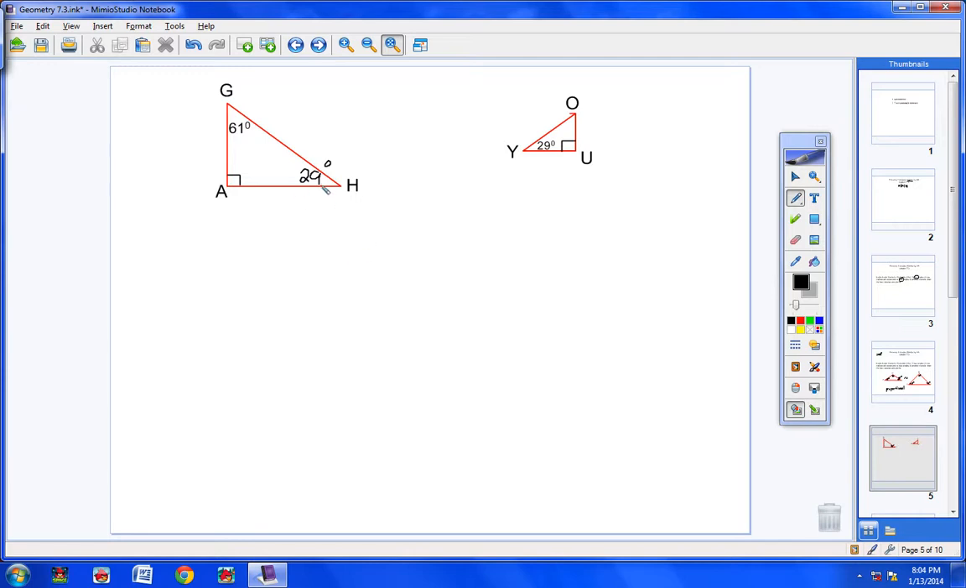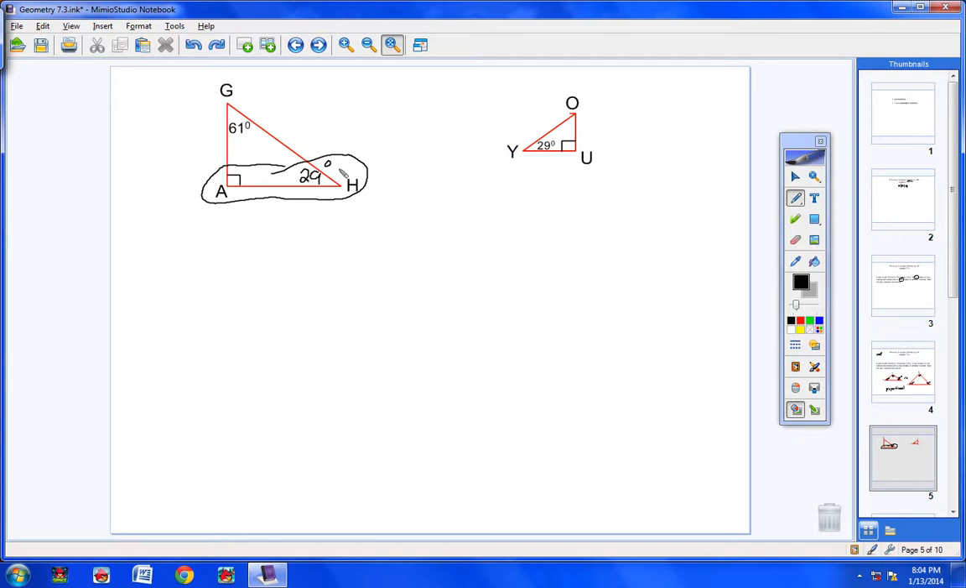So as soon as you found this third angle right here, look what we have. We have these two angles. Oh, by the way, does everybody see how I found that angle? You should. Remember, all three angles inside a triangle have to add up to what? 180 degrees, okay? So if I take 90 plus 61 and get 151, and then subtract that from 180, I get 29 degrees. So look what I have.